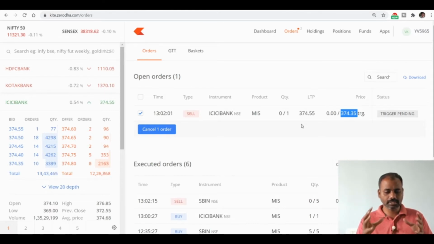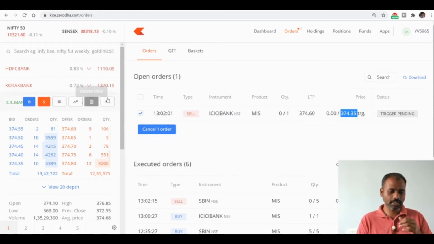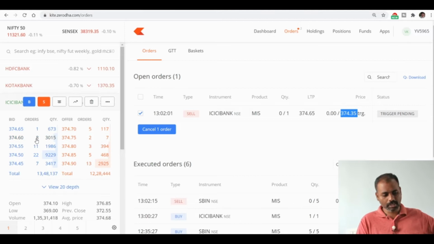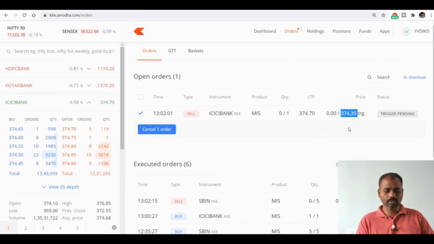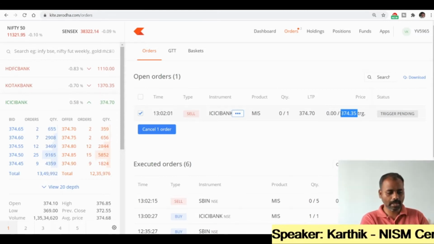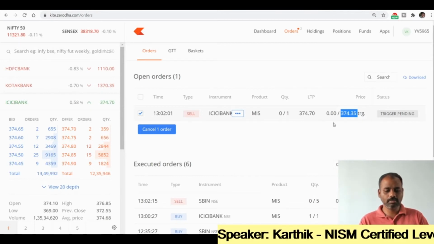Once the trigger is reached, here you are seeing in this place, ICICI Bank 374, currently 374.60. If it comes to 374.35, it will sell at the market price, to whoever is buying at this price. Even if you have 1000, I bought only one quantity. If you have 1000 or 2000 quantity, it will try to sell at the market price, at whatever price someone is available to buy. Your sell order will be matched with the buy order, and immediately it will be sold.